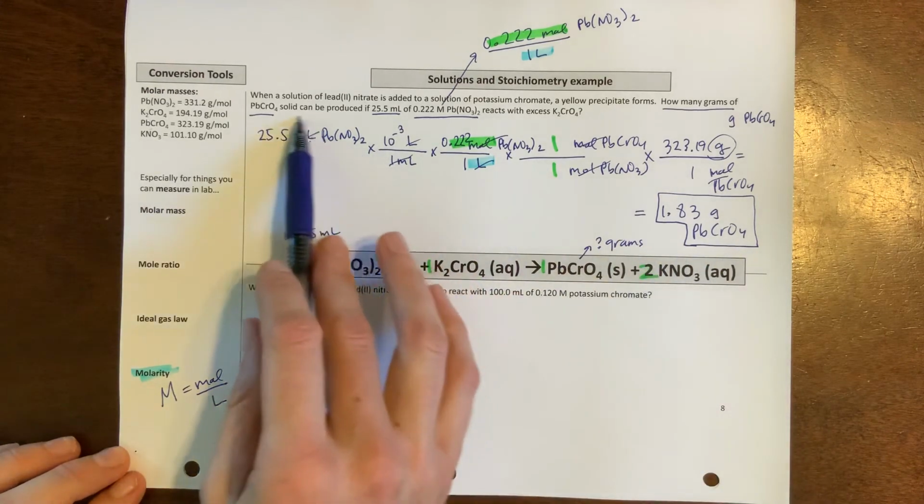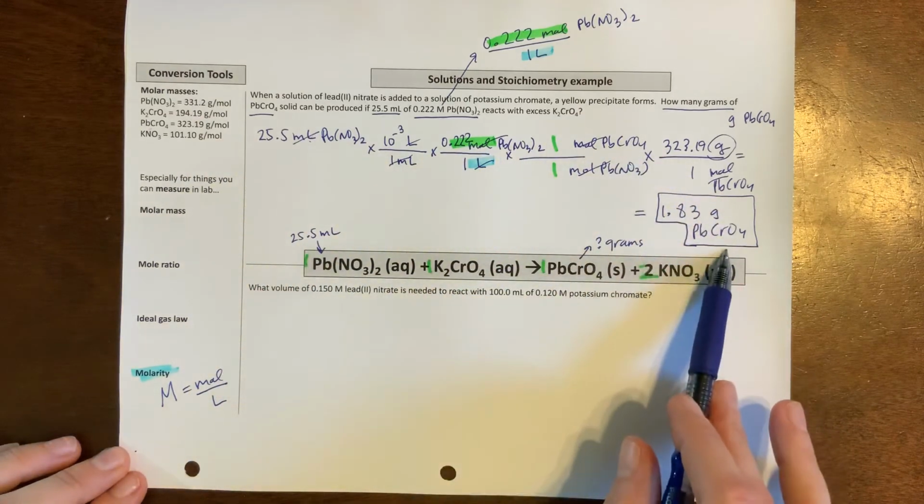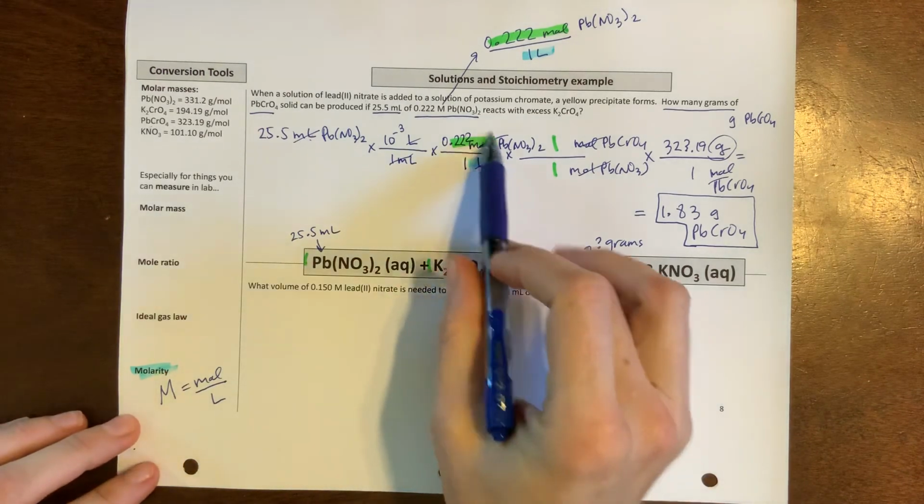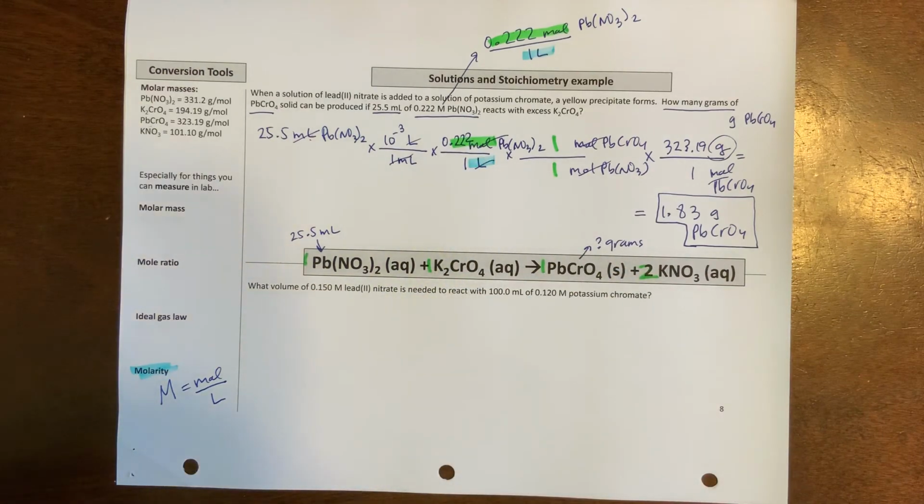So that was taking a volume and working my way over to a solid. Next problem, we'll look at something more like an acid-base problem, where we have a similar problem with a molarity in the middle, but it'll be a slightly different spin on it.